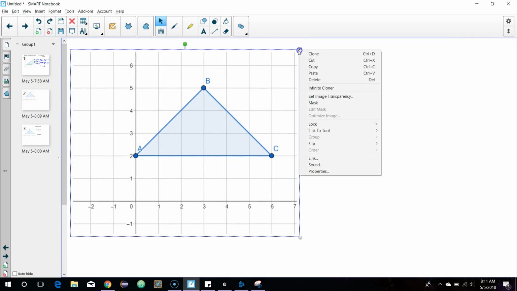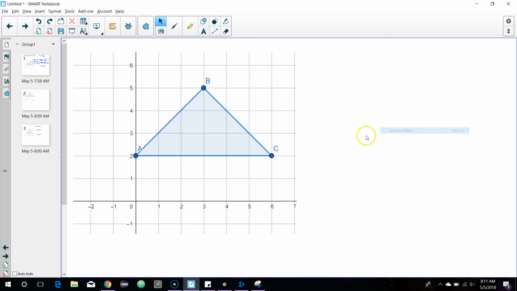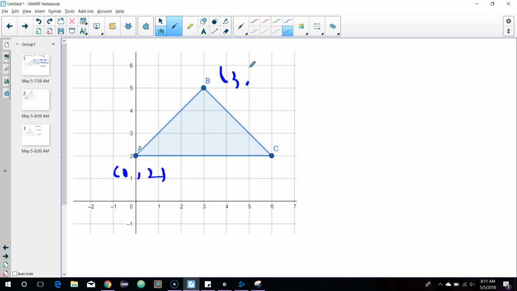Just like before, we're gonna lock this in place, and then we're gonna put down 0, 2. This is gonna be 3, 5. C is gonna be 6, 2. So we are testing the slope over here, testing the slope over there. So the slope of AB is going to be 5 minus 2, which is 3, over 3 minus 0, which is 3. Nice. Is going to be 1.